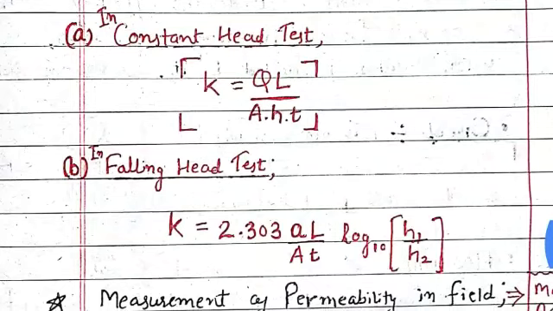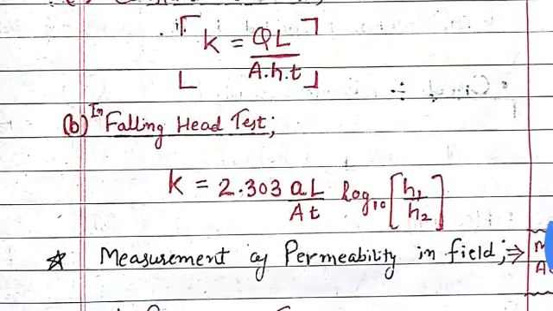Second one is the falling head test. In the falling head test, K is equal to 2.303 aL upon AT into log 10 h1 upon h2, where T is time, A is area, and small a is area of the section.